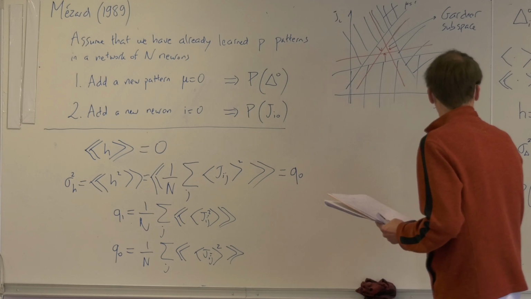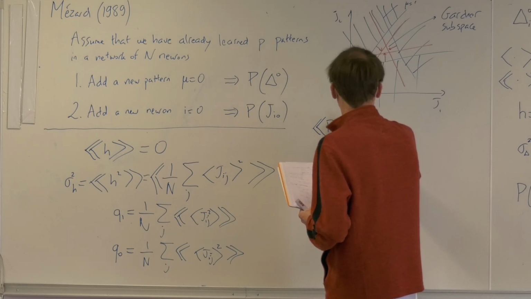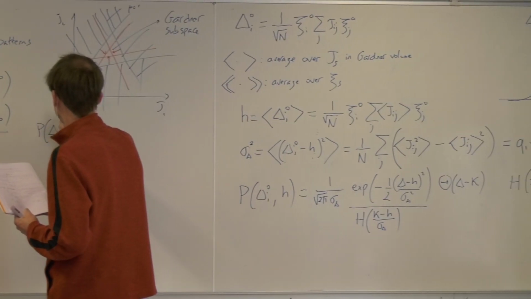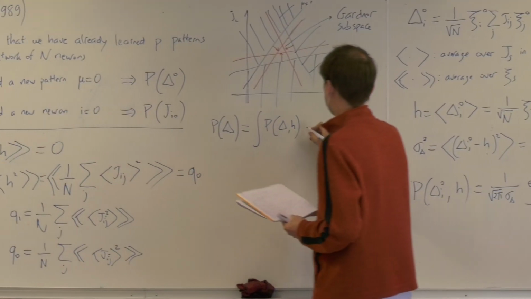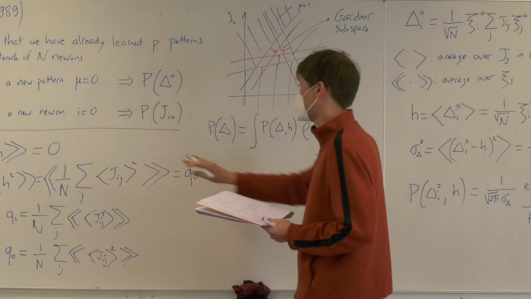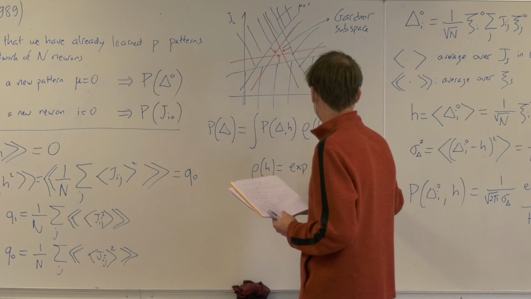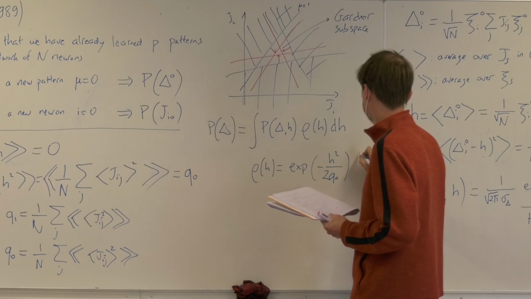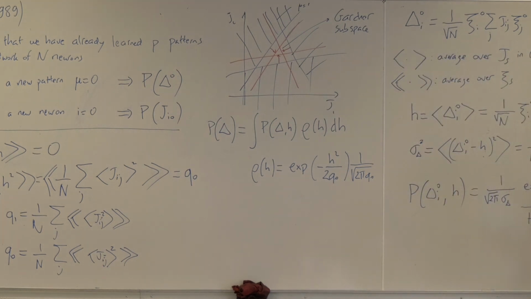And so we can now compute the average of, I just write it P of delta, which would be the average of P of delta given h, rho of h dh, and rho of h is this Gaussian distribution with zero mean and variance Q0. Okay, so that's how we get this.